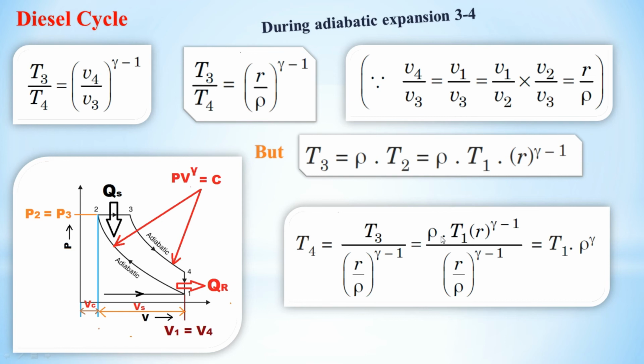rho raised to gamma minus 1. We know that whenever the base is common, there is a subtraction and addition of index. Through this mathematical rule, the remaining term is rho raised to gamma. And here R into R raised to gamma minus 1, whenever we separate the index, in the numerator R raised to gamma minus 1 is there. So this is the common term, so it is cancelled out. So the remaining term is T4 equal to T1 into rho raised to gamma.